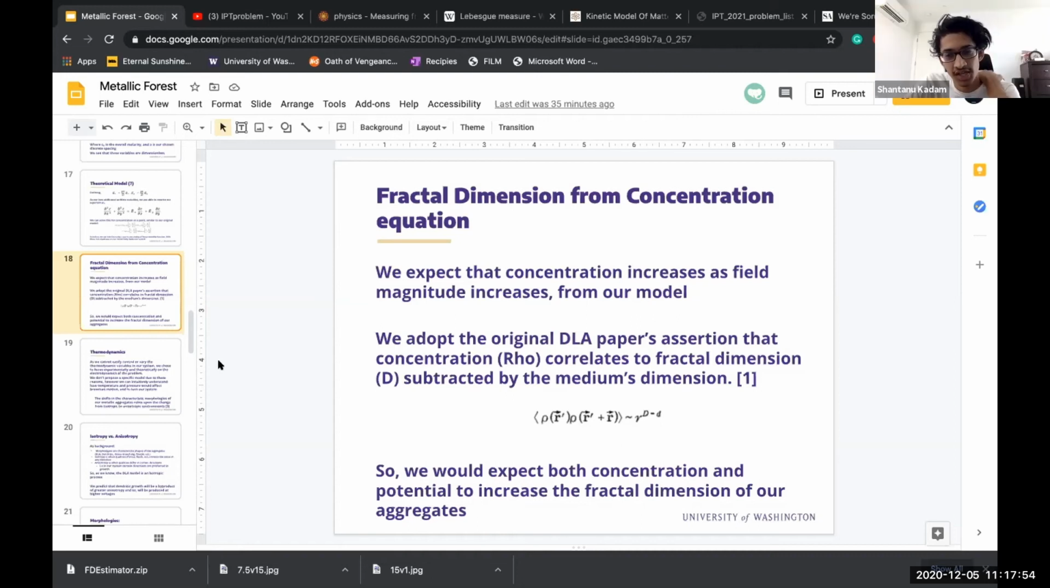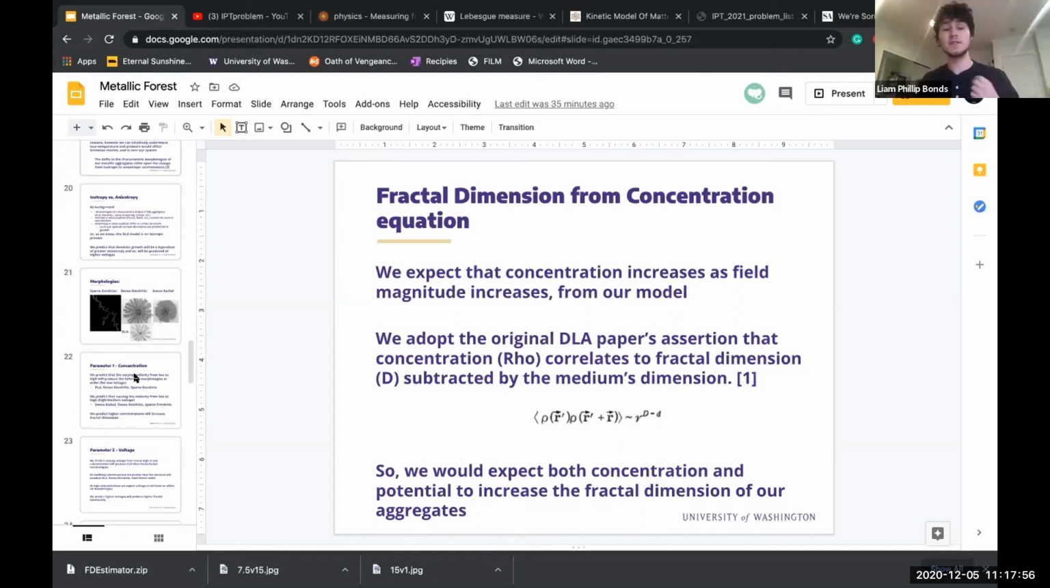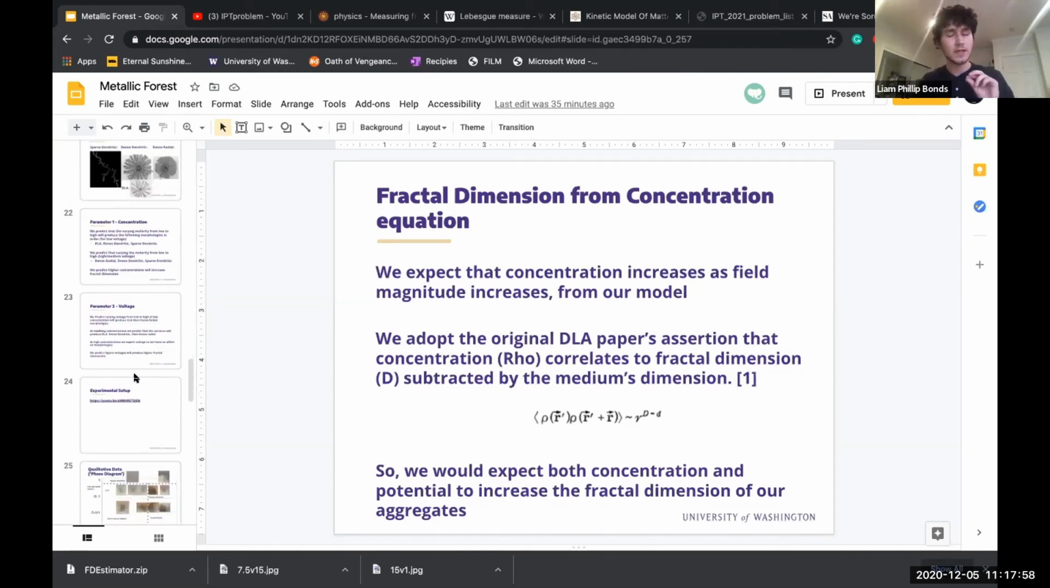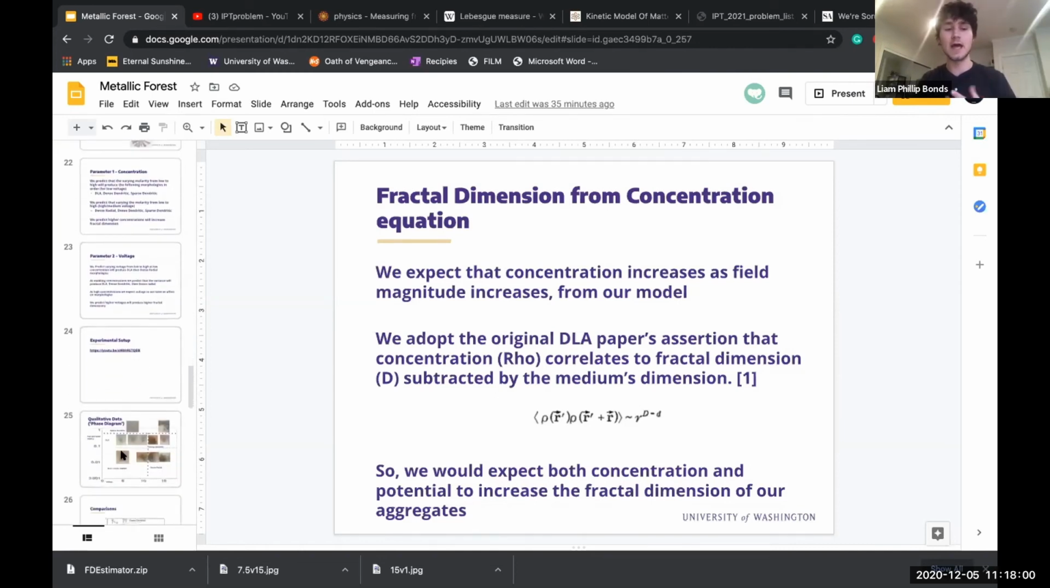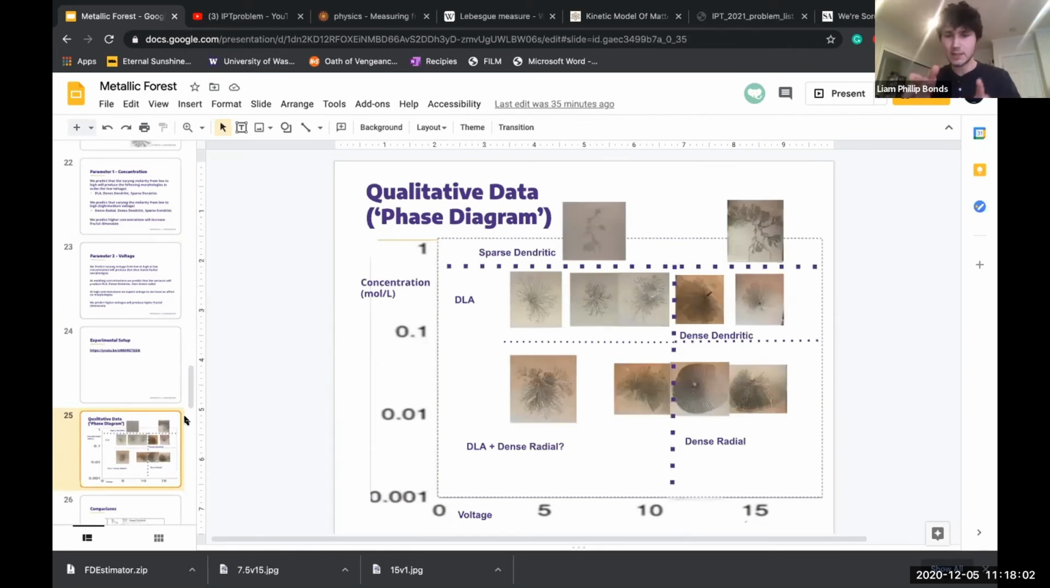What about the dendrite shape specifically? Well, the dendrite, it's such a complicated system. There's no theory that exactly explains the shape. But if you think about the measure, you can see how.